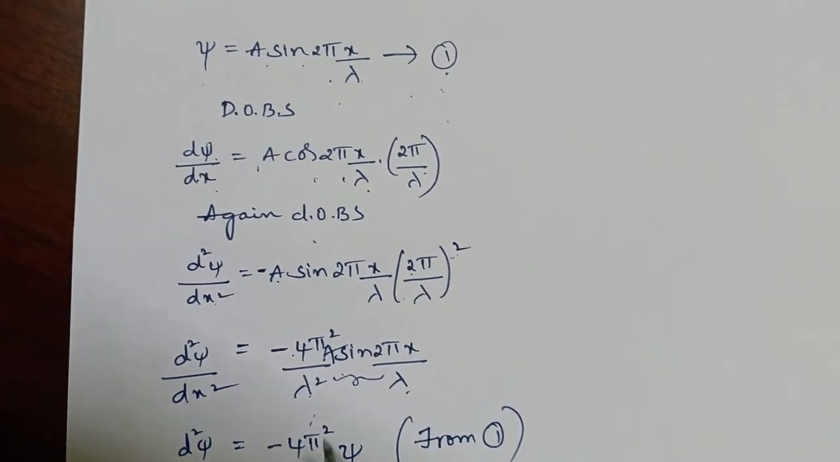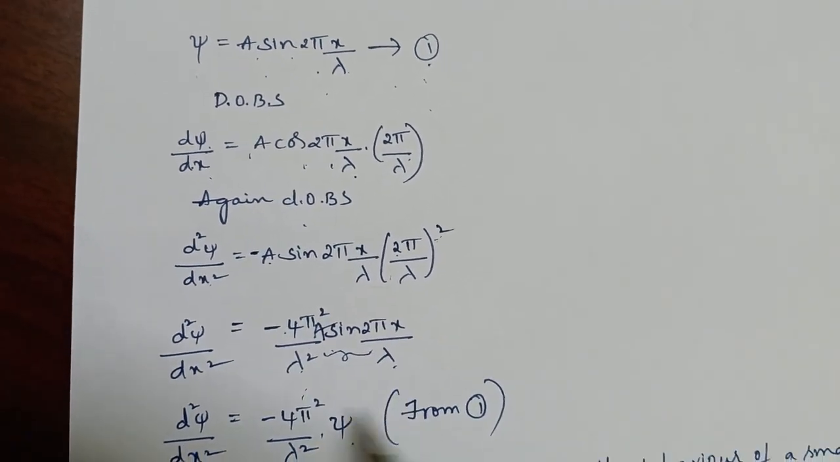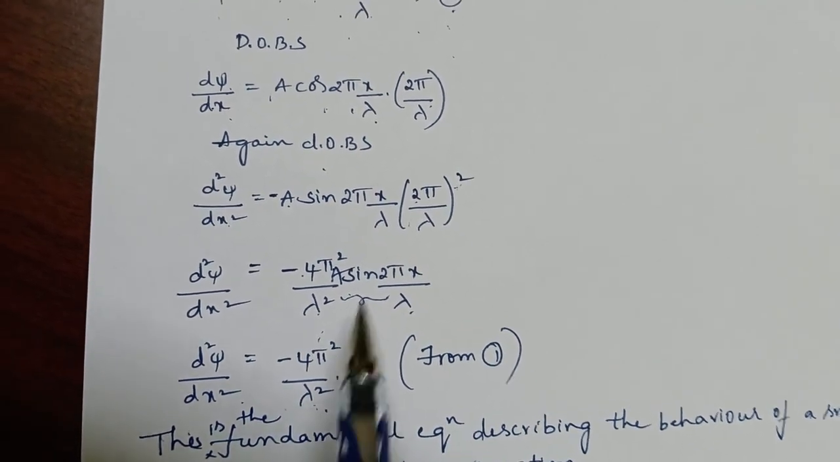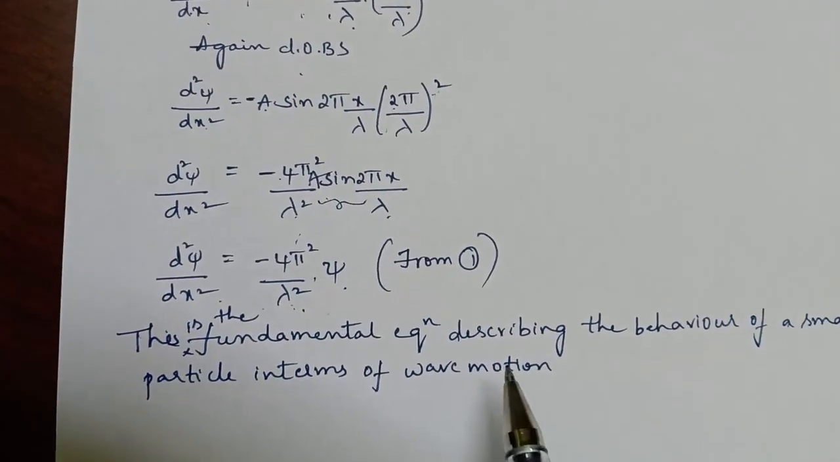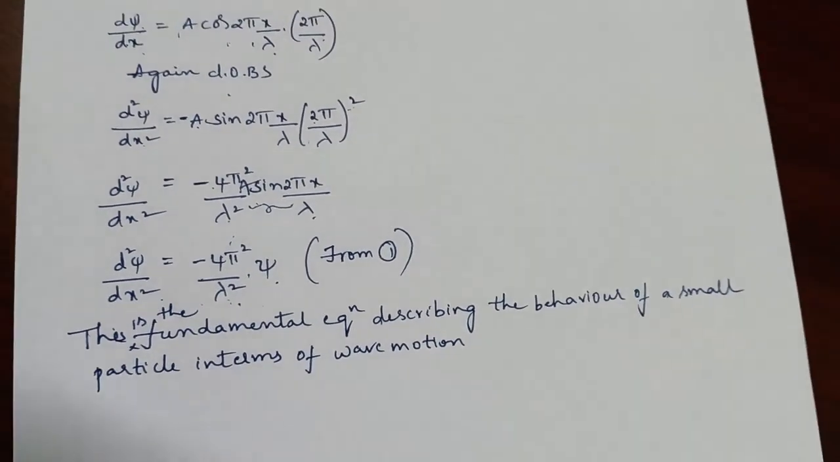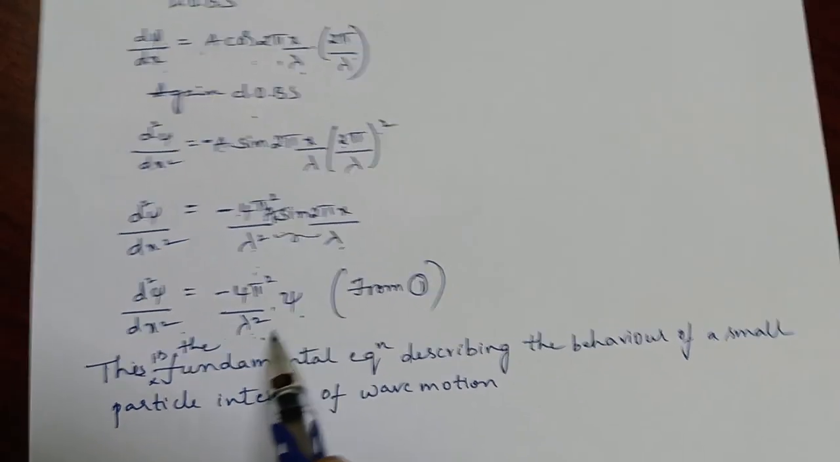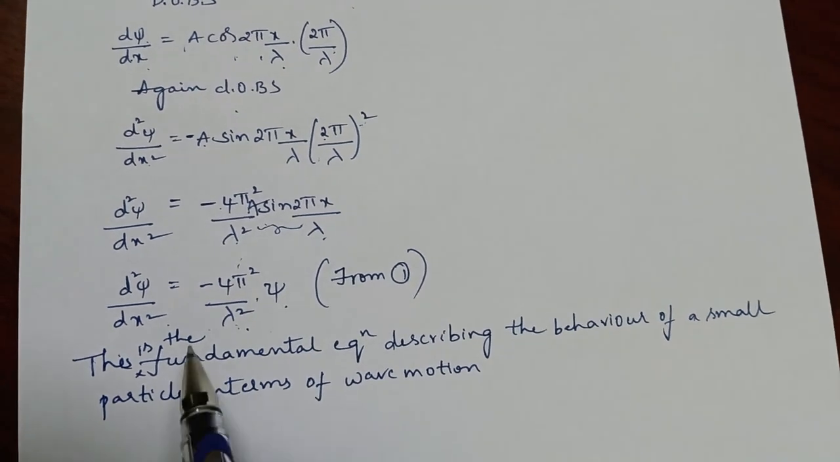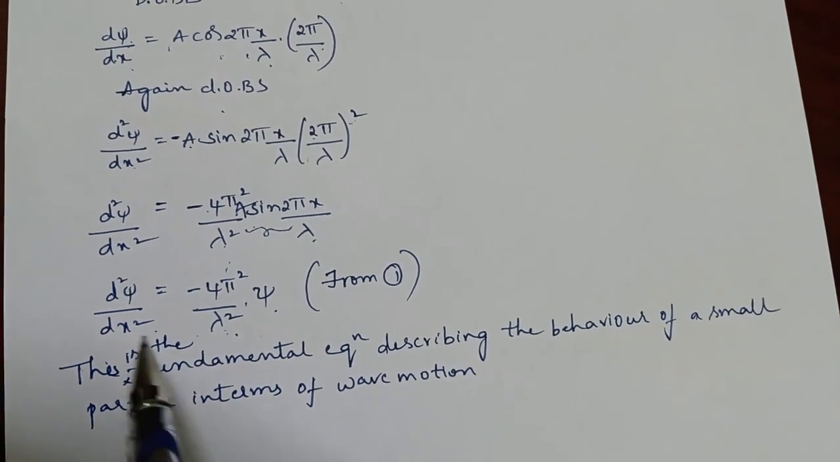So minus 4 pi square by lambda square a sin 2 pi x by lambda. But if you observe here, this value is psi. Now I am substituting psi in place of this. Then the equation becomes d square psi by dx square is equal to minus 4 pi square by lambda square, and this is all psi. So this is the fundamental equation that is describing the behavior of a small particle in terms of wave motion.